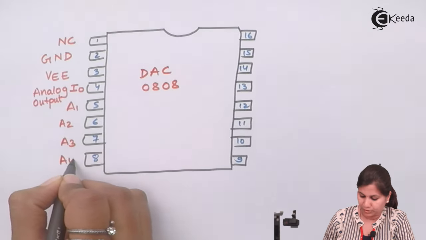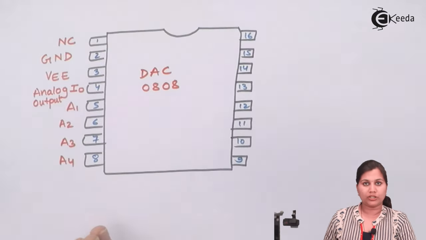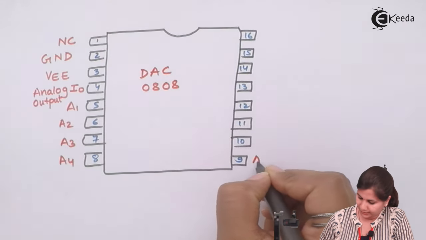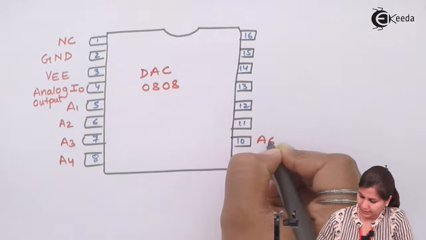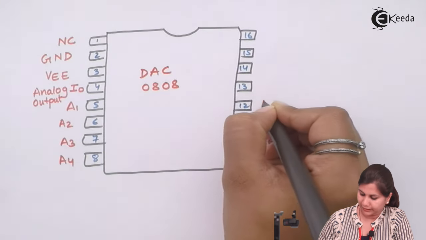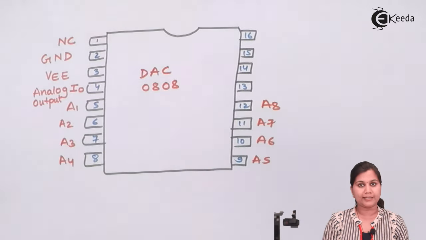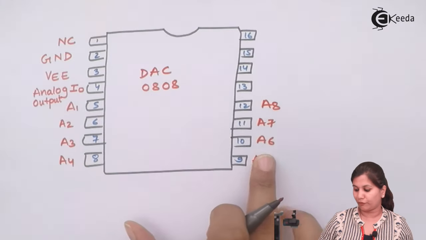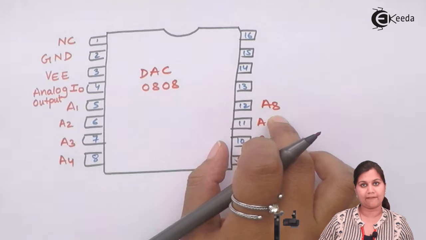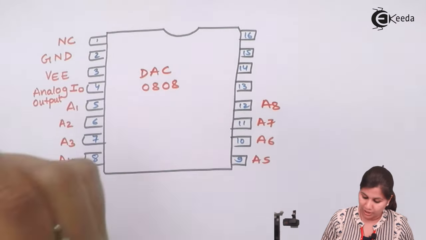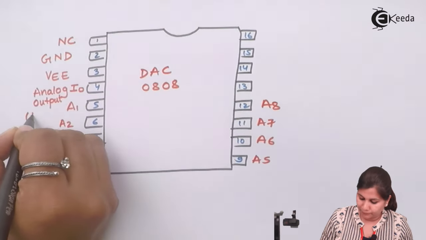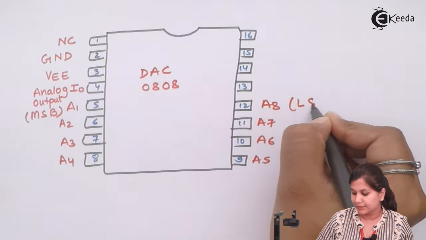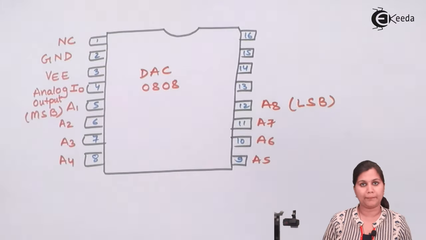Then 5, 6, 7, 8 are A1, A2, A3, and A4, the digital input. Then 9 to 12 are A5, A6, A7, and A8. Because there are 8 input lines, we have given them as A1, A2, A3, A4, A5, A6, A7, A8. Now A1 will be the most significant bit, and A8 will act as the least significant bit.